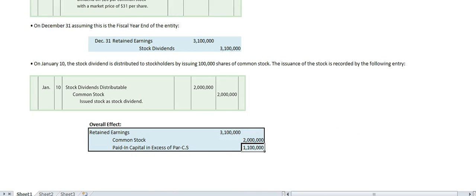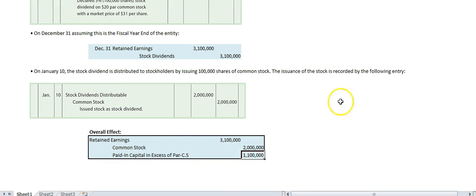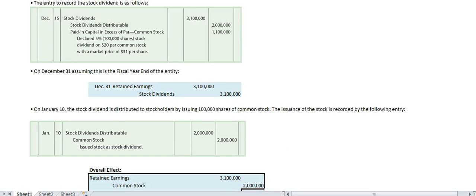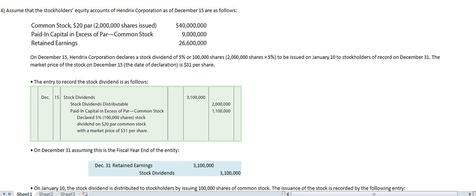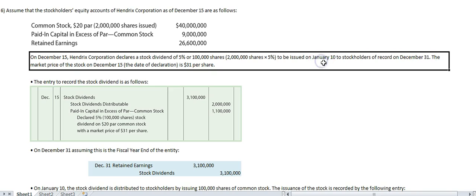So let's take a better look at the example. This is good to understand the concept before we do the example, okay? On December 15, Hendrix Corporation declared a stock dividend of 5%, or 100,000 shares, right? So we're talking about this data here. 2 million times 5% is going to be 100,000. So they're going to give out 100,000 shares to be issued on January 10 to stockholders of record on December 31, right?